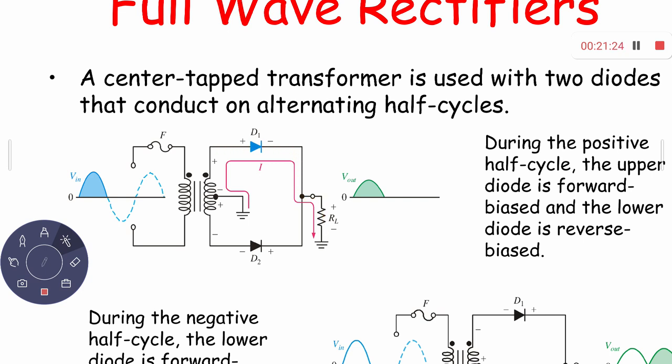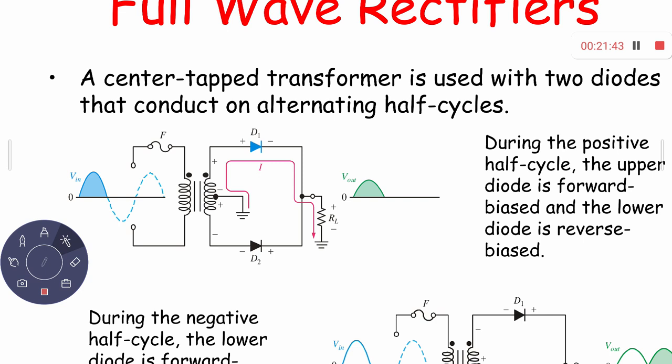through ground. Okay? Diode is ideal, so there is no drop across the diode. So what about the voltage over here? So the same voltage will be reflected over there. That happens during the positive half cycle. Okay? Diode D1 is on, D2 is off.